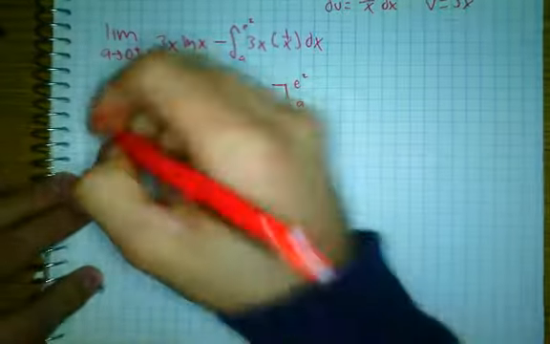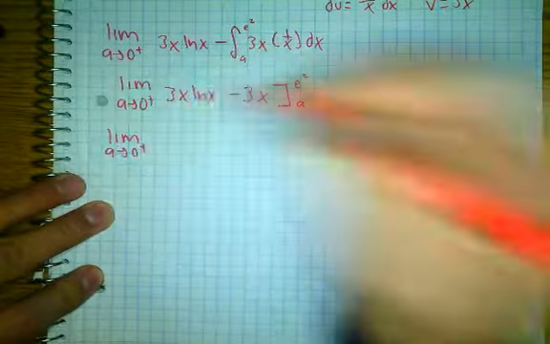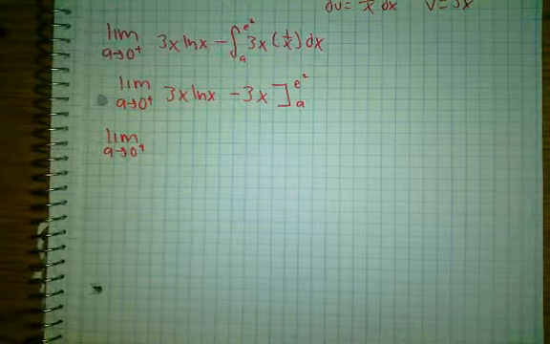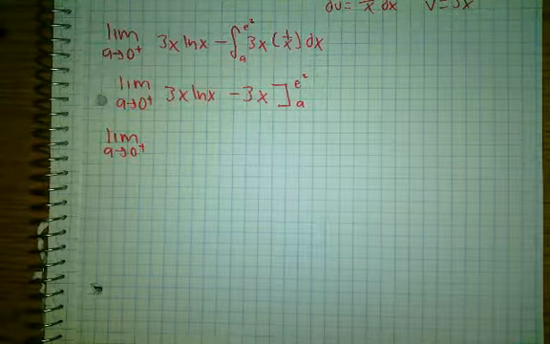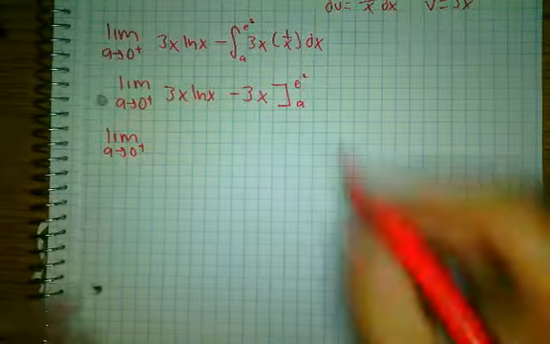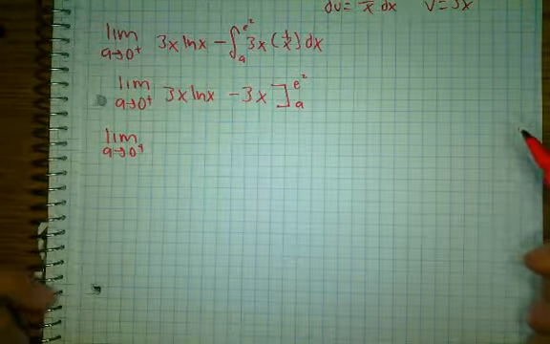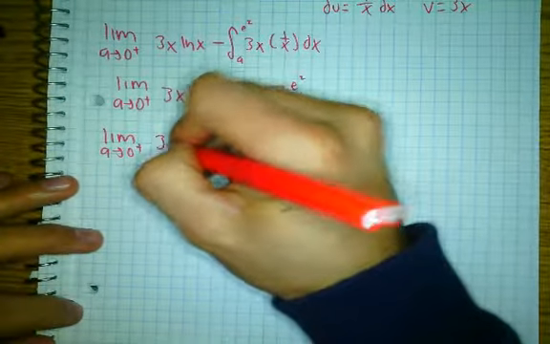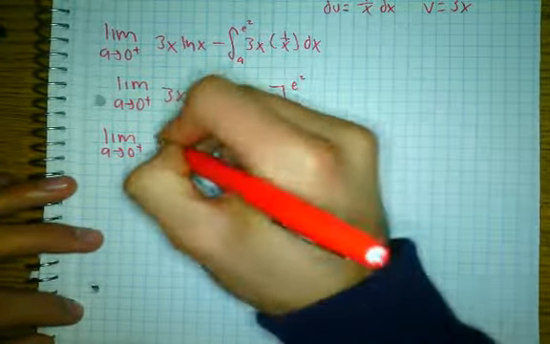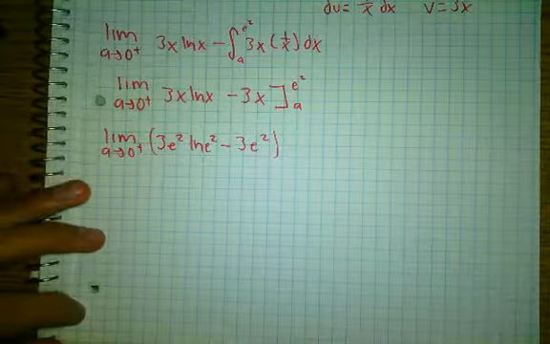So let's apply the fundamental theorem. And if you're watching this video on the internet, that's heavily argued. Some people call it the first, some people call it the second. Just apply the fundamental theorem of calculus. First we're going to plug in e squared. So 3e squared natural log e squared minus 3e squared. And then what?